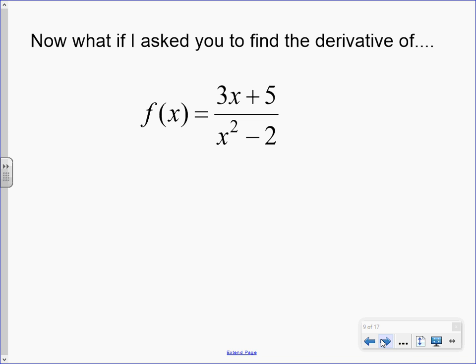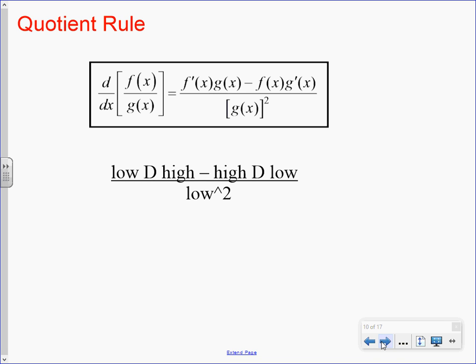All right. Now, what if I asked you to take the derivative of this? It's divided. So the last one we had a product. What do we call this? A quotient. Here is the quotient rule.